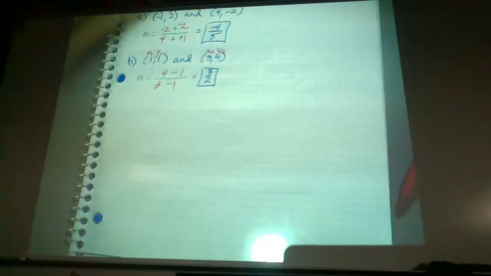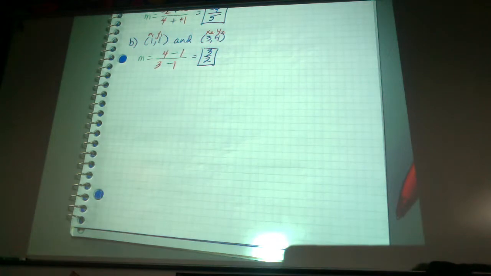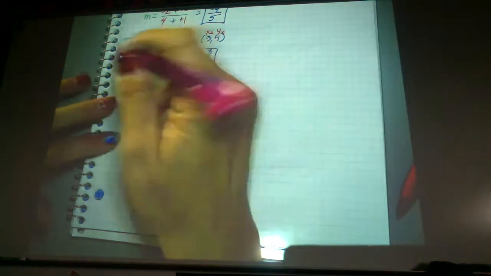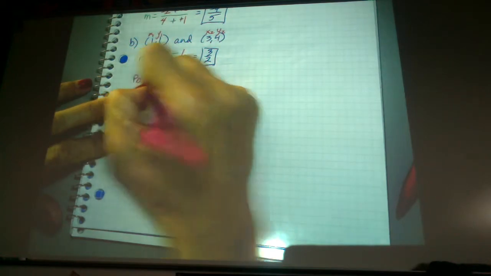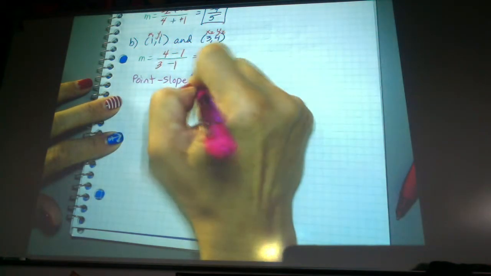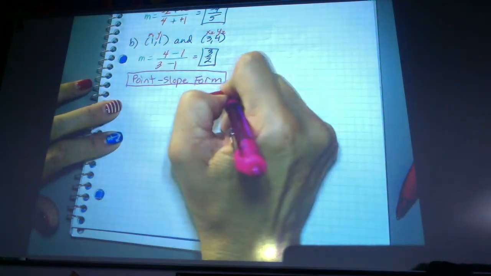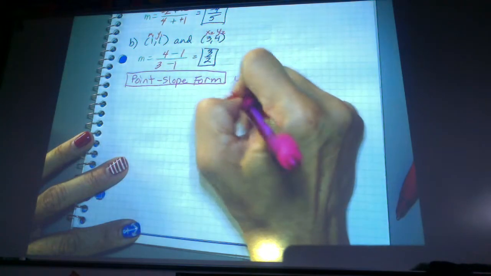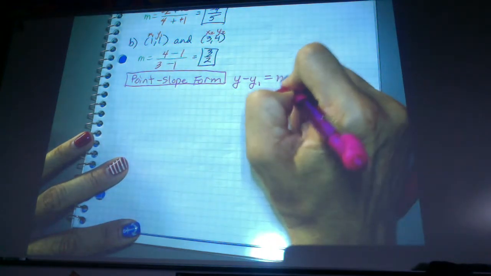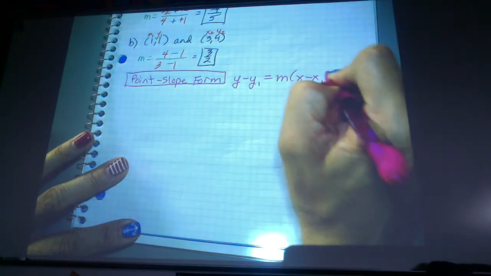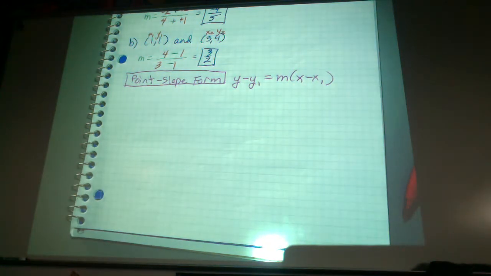All right, so then we're going to actually write the equations of lines. We're going to have to use the knowledge of finding slope given 2 points. So the point slope form, this is my favorite form of a line. It's the most useful form for writing equations of lines. So point slope form is y minus y sub 1 equals m times x minus x sub 1. All we need for point slope form is a point and slope.